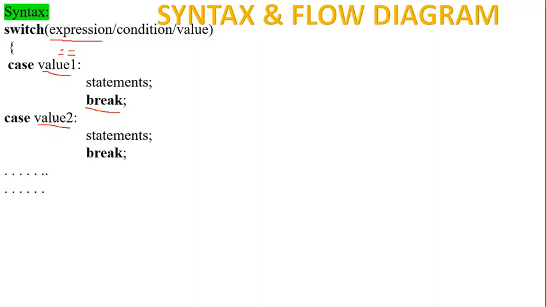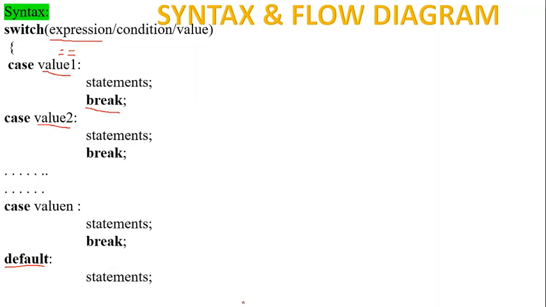Like that, you can write n number of cases. There is no restriction on the number of values. You can write value 1, value 2, value 3, any number of values you want. Last, you write value n, statements. Default. Default is also a keyword. This is also optional. If all these cases are false, then it is going to execute the statements placed in the default block.